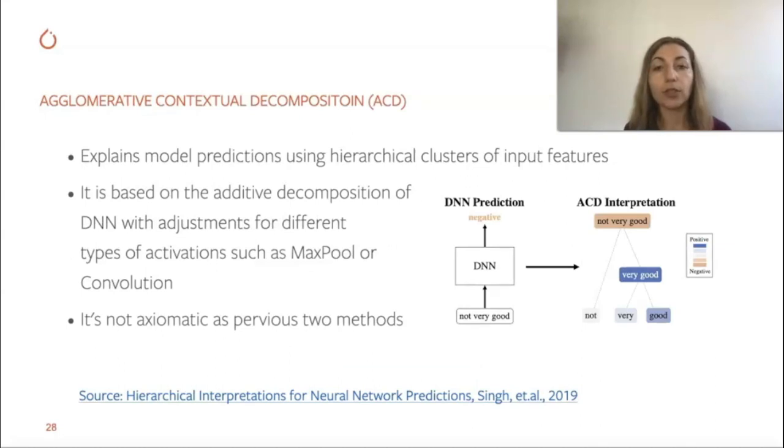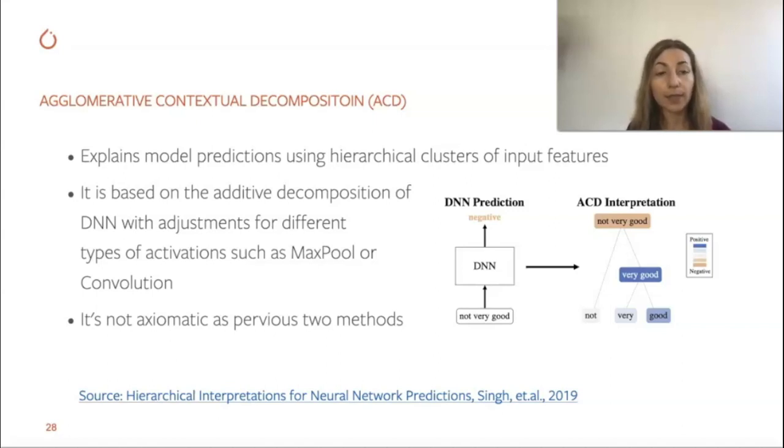Agglomerative contextual decomposition, ACD, is different from the previous two methods in that it is not axiomatic, but it still returns meaningful interaction attribution scores. ACD clusters the features hierarchically and assigns an attribution score to each group. It is based on the additive decomposition of a deep neural network and has custom adjustments for different types of activations, such as max pool or convolution.